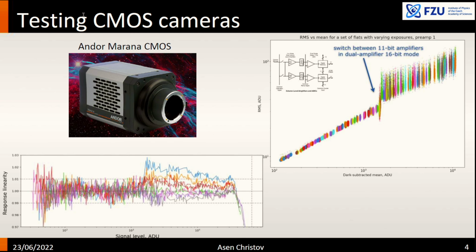Then we test other cameras, mostly more modern CMOS technology. This is an example of what we did on this Andor Marana CMOS camera, where we tested many aspects, but one I pointed out here is that as it transitions from high gain to low gain amplification, there's a jump in noise and linearity, which again can be corrected offline, but you have to know about it.